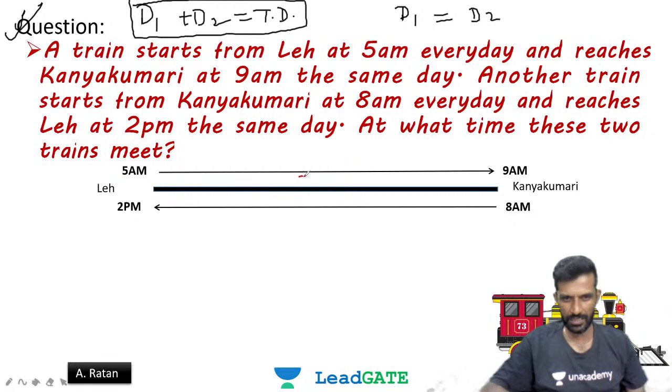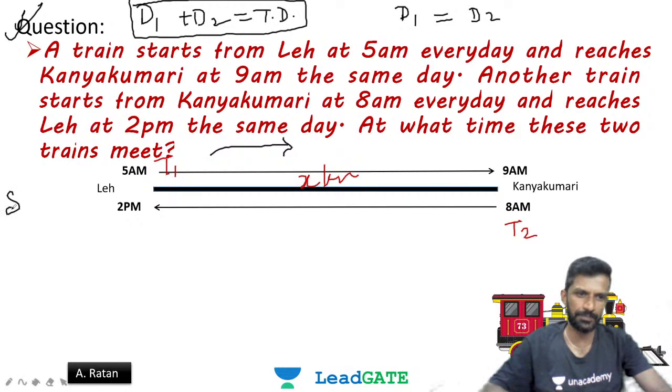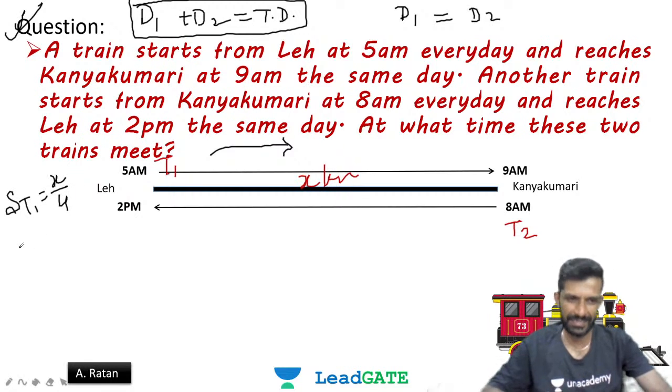Here the total distance is not given to us. So let's say the total distance is some x kilometers, and the train starting from Leh is train 1, and the train starting from Kanyakumari is train 2. Train 1 is covering this x kilometers in how many hours? 4 hours. So can I say the speed of train 1 is x by 4 kilometers per hour? Distance by time is the speed. Am I right?